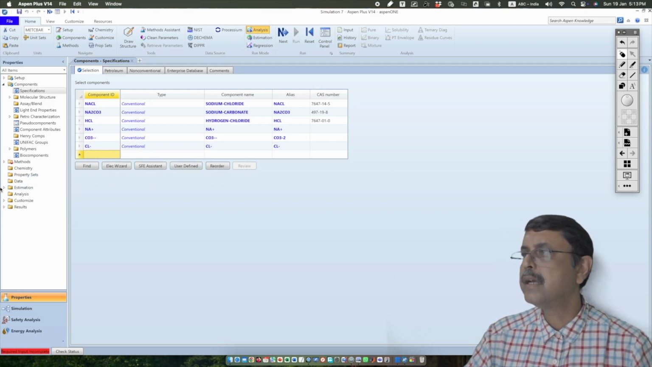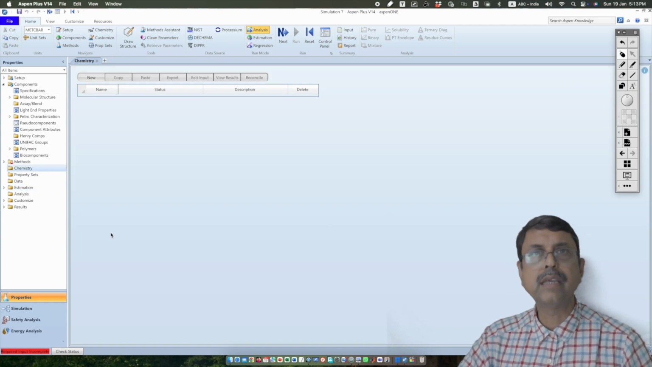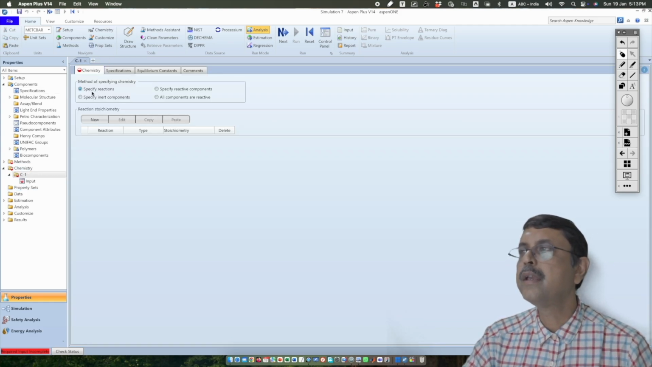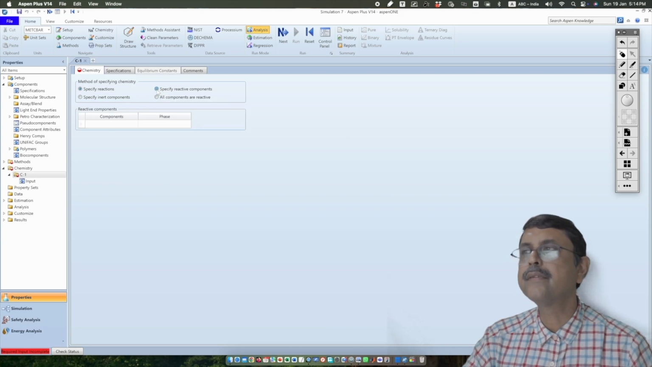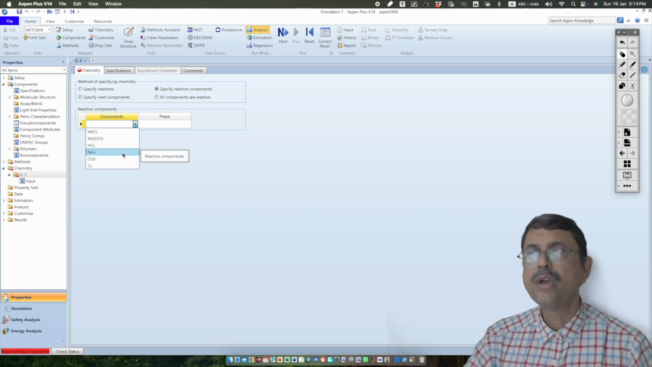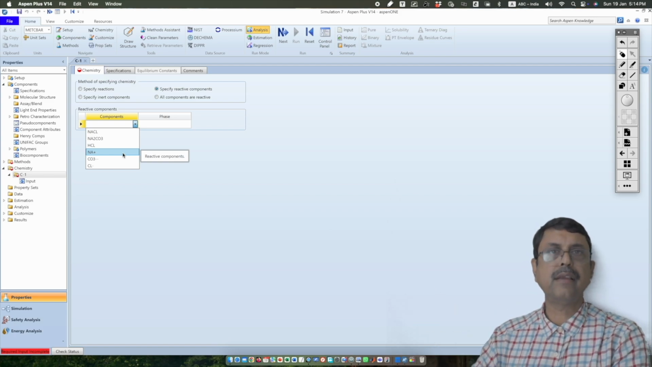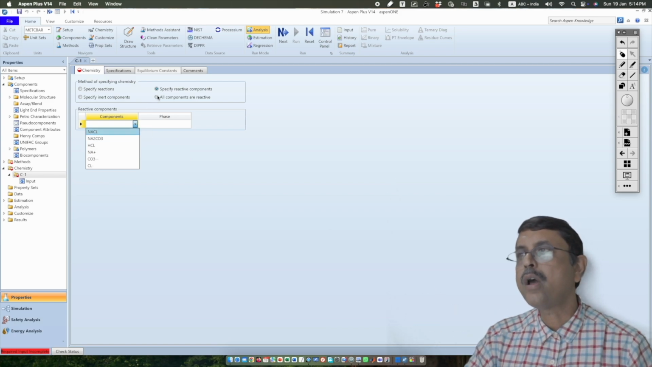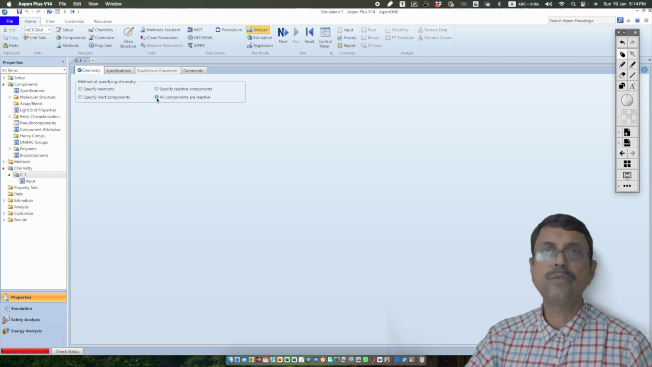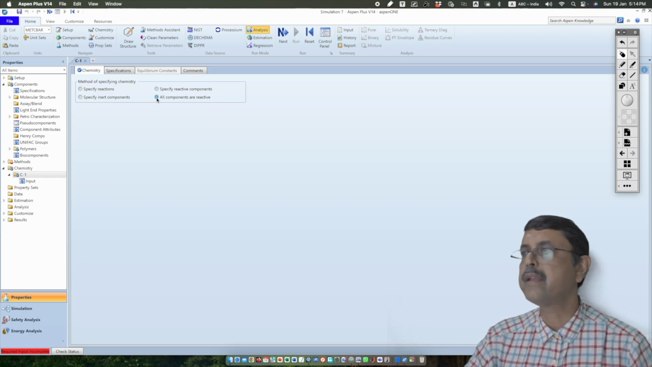Another thing is the chemistry, that is, solution chemistry. In the solution chemistry, you can either specify the reactions or you can specify the reactive components. So among the available components, which ones are reactive? You can say that NaCl is reactive, HCl is reactive, Na+ is reactive. For that matter, in this list of components, everything is reactive. So we can say all components are reactive. Then you do not have to specify anything else.